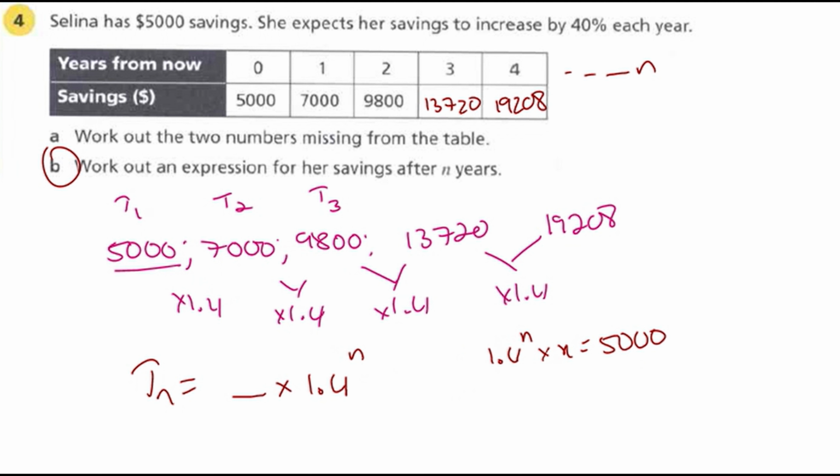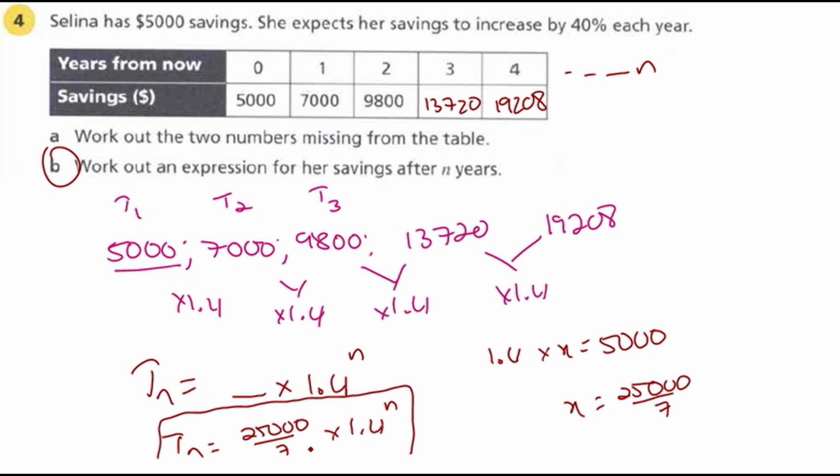So that's going to be 1.4 to the 1, which is just 1.4. And then x is 5,000 divided by 1.4, which is 25,000 divided by 7. So Tn will be 25,000 divided by 7 times 1.4 to the n. And this, you do not express this fraction as a decimal. It's a fraction, it's an exact number. Now we're going to check our answers, that we get the second term, third term, fourth term, etc.